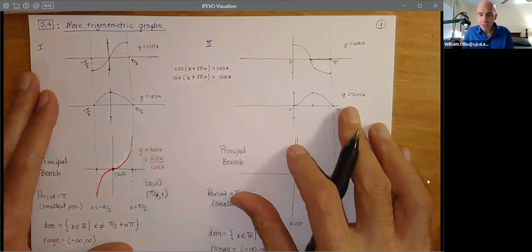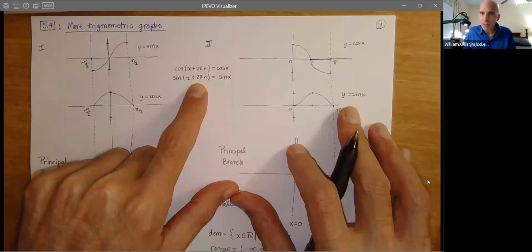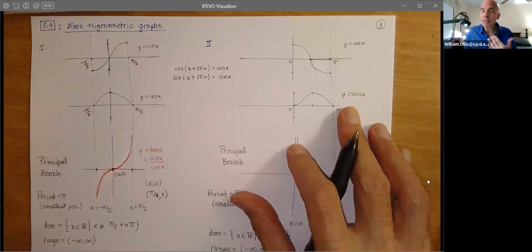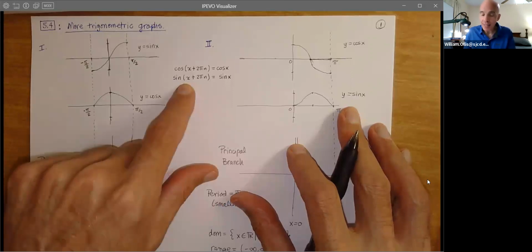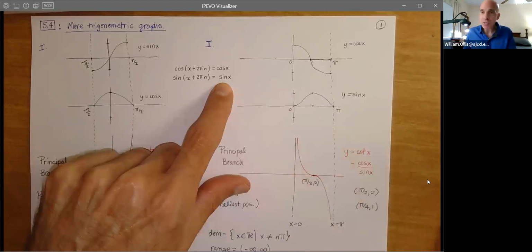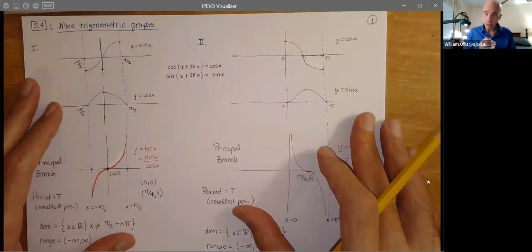So this is the periodic nature that we have for sine and cosine. And we know that the smallest such positive number is 2 pi based on the unit circle. So if we add 2 pi or any integer multiple of 2 pi to the argument x, the outcome is not changed. Now, that is what we call a periodic function.